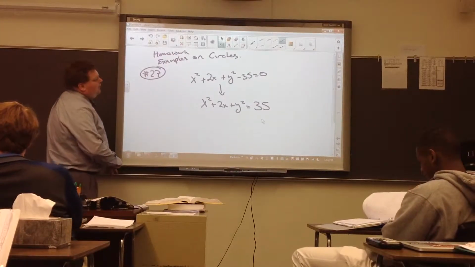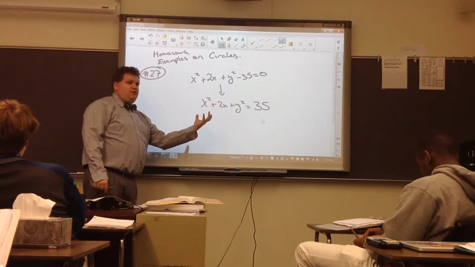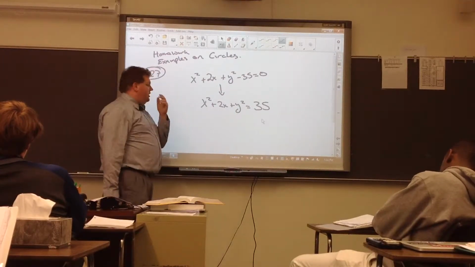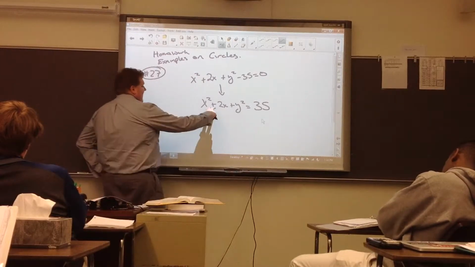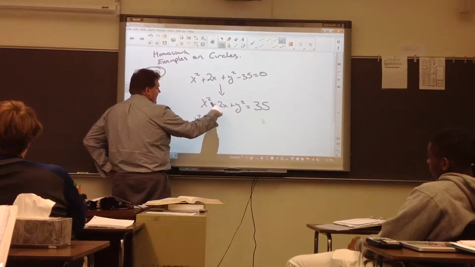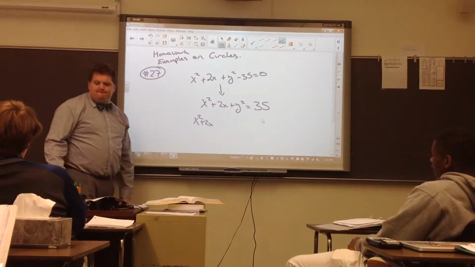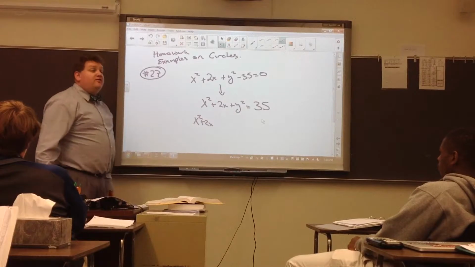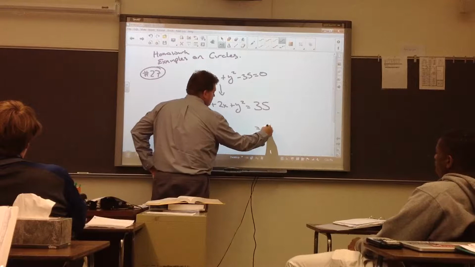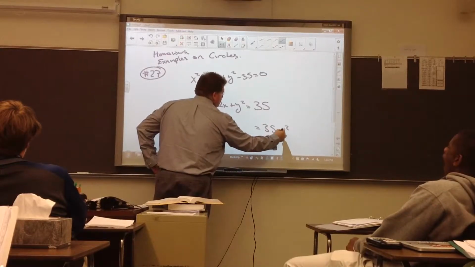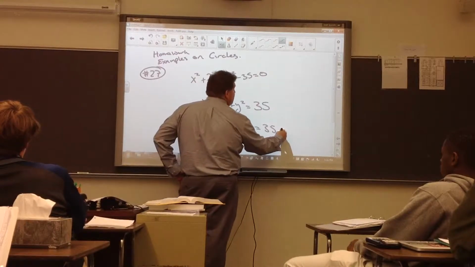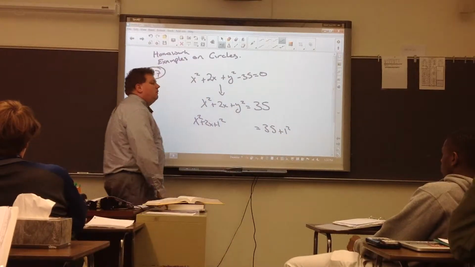All right. And now what I'm going to do is complete the square on the x's and the y's in order to figure out what the center and the radius are. So for the x's, what am I going to add on the x part to complete the square there? Plus 1 squared, right? Now, for the y's, what do I have to add? 0. Good. Why 0?